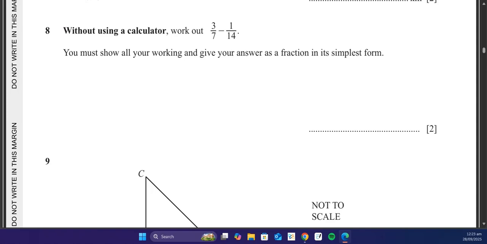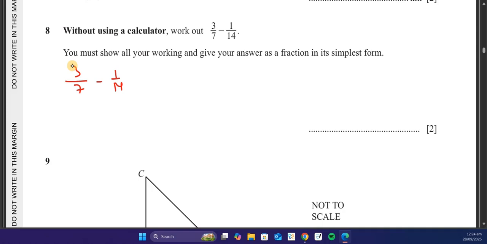You must show all your workings and give your answer as a fraction in its simplest form. All right, so we cannot use a calculator, and we need to figure out 3 upon 7 minus 1 over 14. So 3 over 7 minus 1 over 14. We will take the LCM. If we take the LCM, that would mean the LCM is 14.